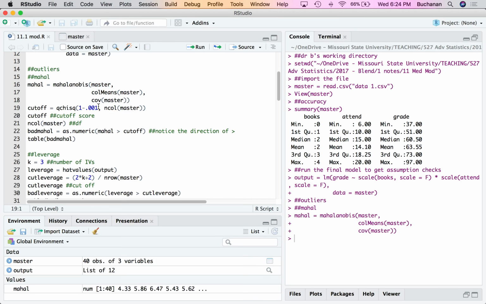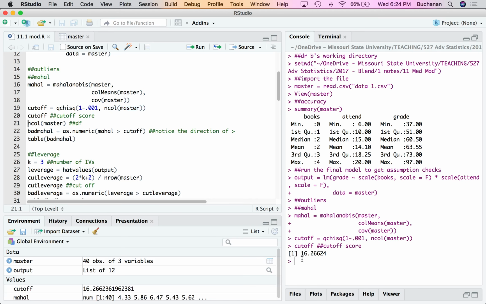I'm going to create my cutoff score by using the number of columns that went into that. So that's 3 for our degrees of freedom. And then 1 minus 0.001 because that's our big important rule. Our cutoff score is 16.27 with 3 degrees of freedom.